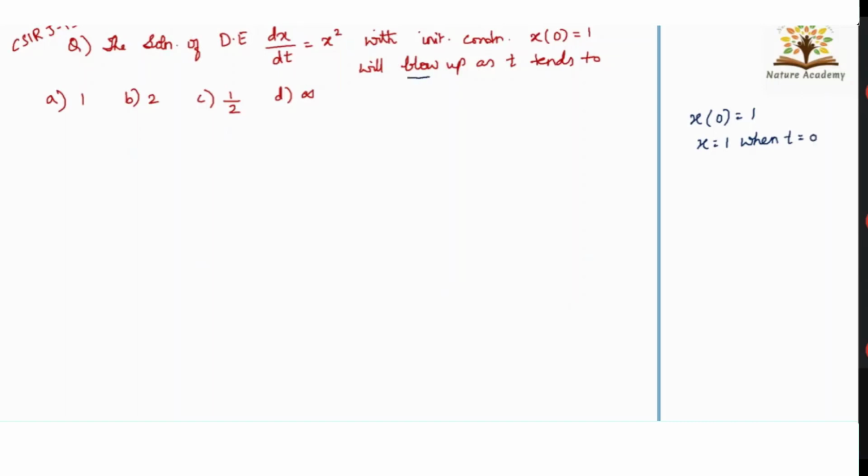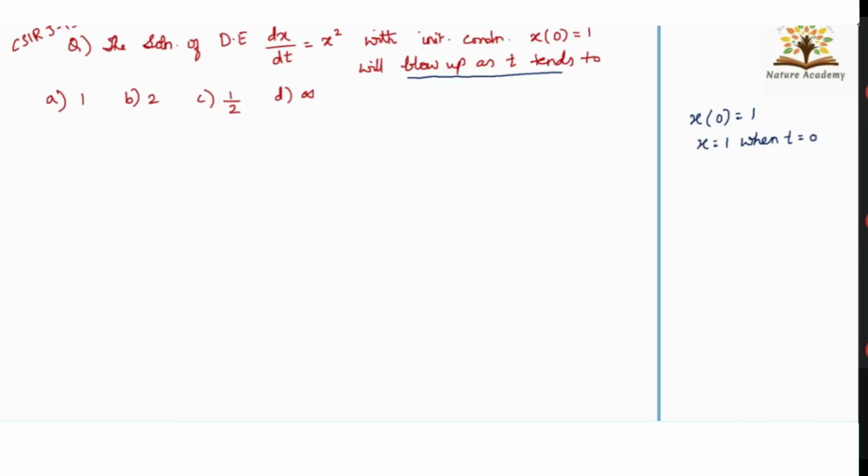One more thing is blow up as t tends to something. So they are asking what is the value of t when x will become higher and higher. Blow up means increasing. So they are asking you to find the value of t when x is increasing. So that is the question here. So we don't need to crack our head much by seeing this type of phrases.